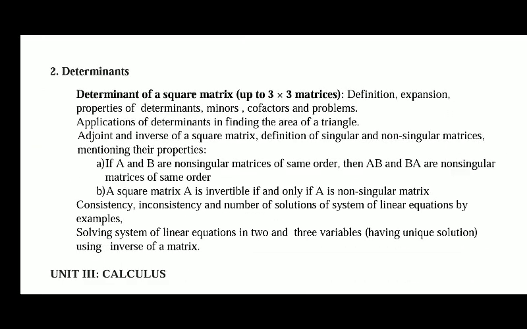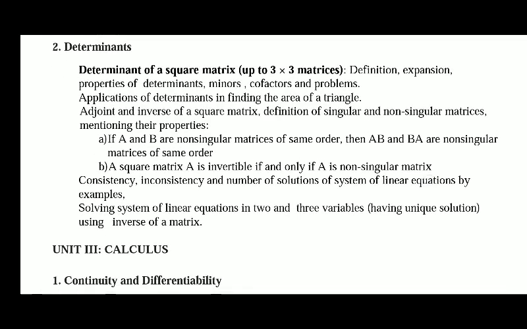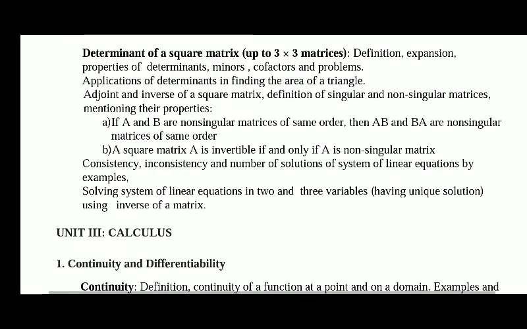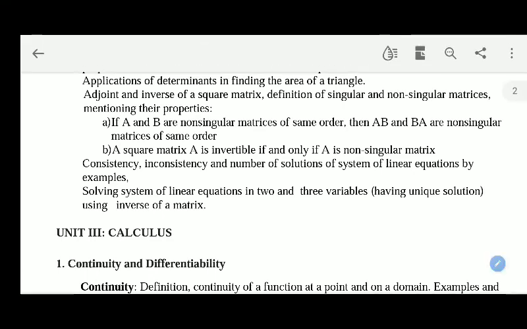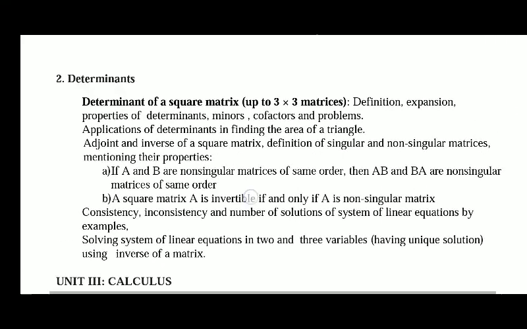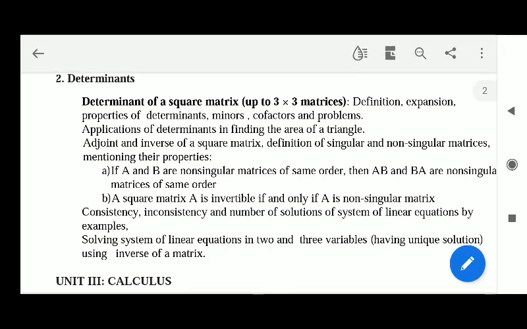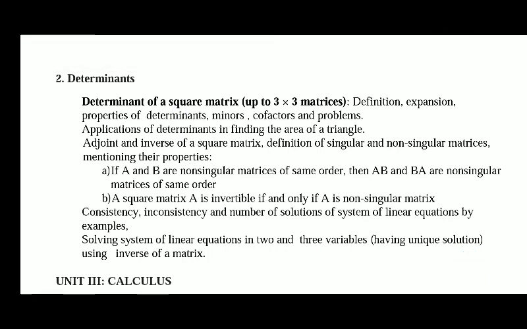The next one is about the determinant. The determinant depends on the previous chapter, that is matrices. Here it goes up to 3 cross 3 matrices. Here you are going to learn its definition, expansion, and the properties, which are very important in the determinant. On the properties of the determinant they are going to ask for 4 marks.